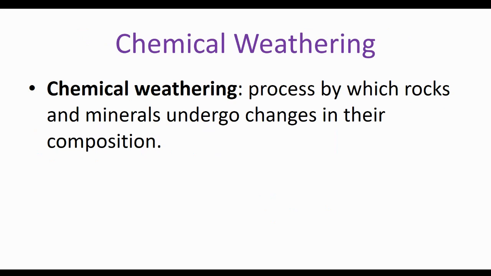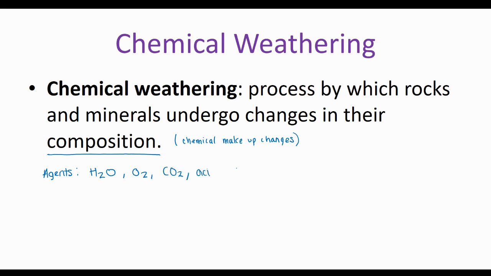Okay. Chemical weathering is the process by which rocks and minerals undergo changes in their composition. So this means that their chemical makeup changes, which also means that it becomes a different type of material. Okay? The agents of chemical weathering we're going to discuss are water, oxygen, carbon dioxide, and acid precipitation.